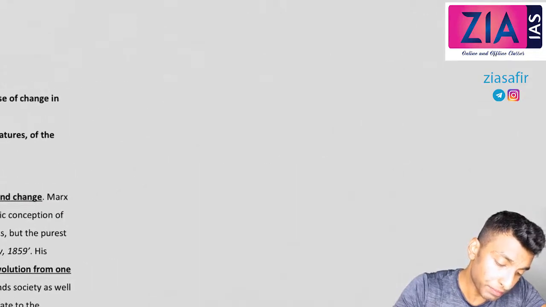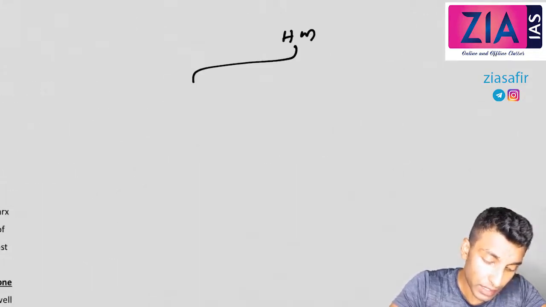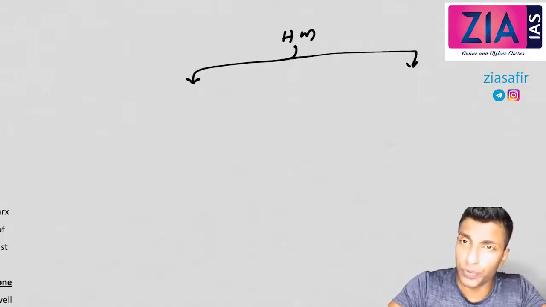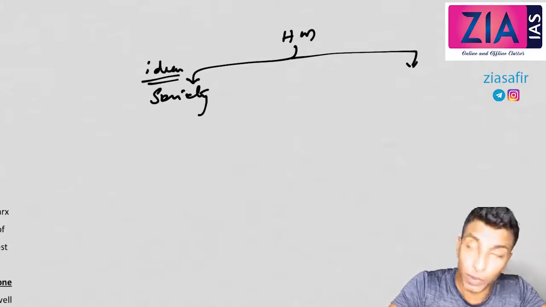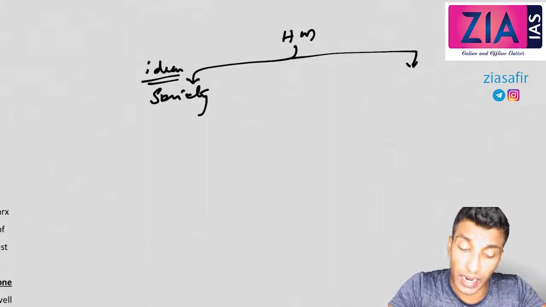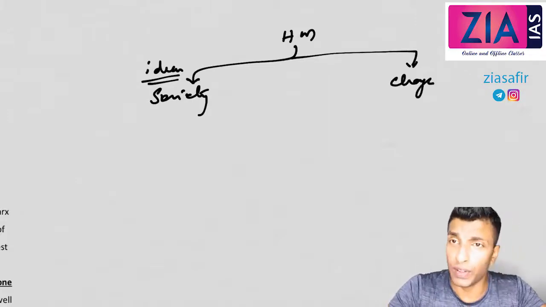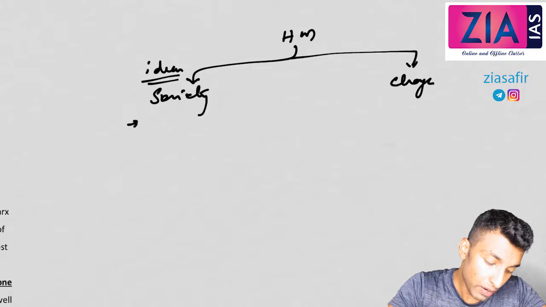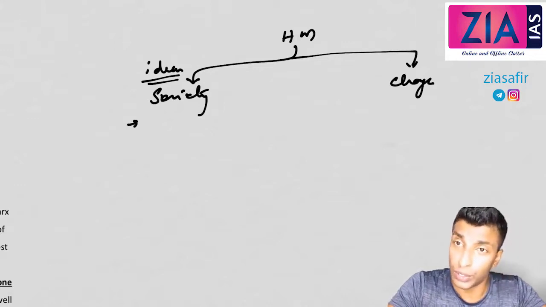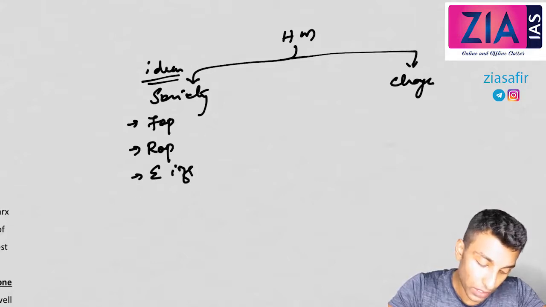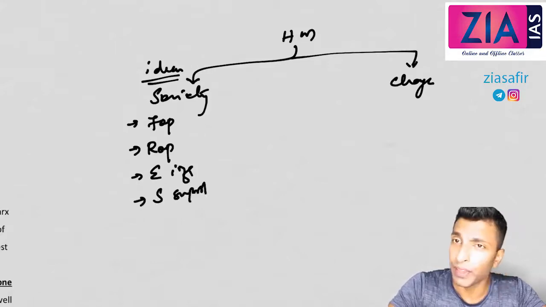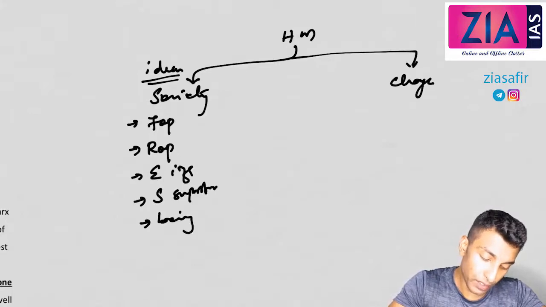Understand this part. His theory of historical materialism is understood in two parts. The first part is all about his idea about society, and the second part is his idea about change. When we talk about his idea about society, we will be talking about the production process. His idea about production: we will be talking about forces of production, relations of production, economic infrastructure, social superstructure, and also social being. All this is what will come here.